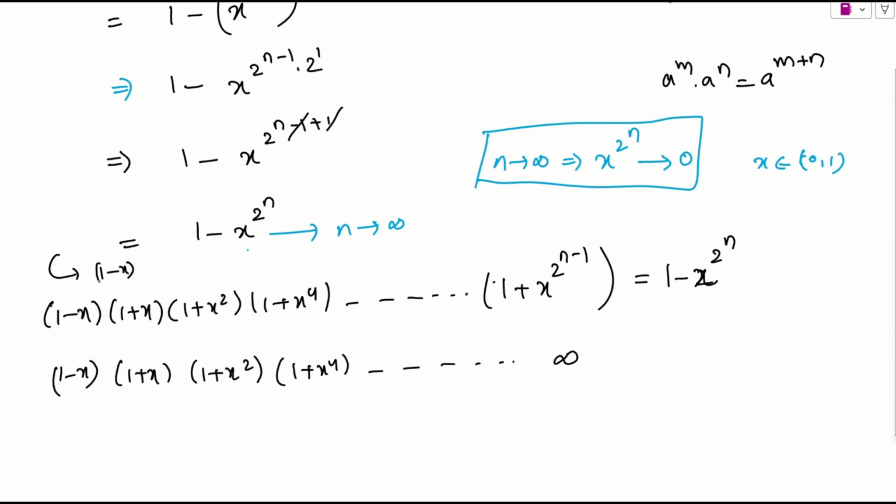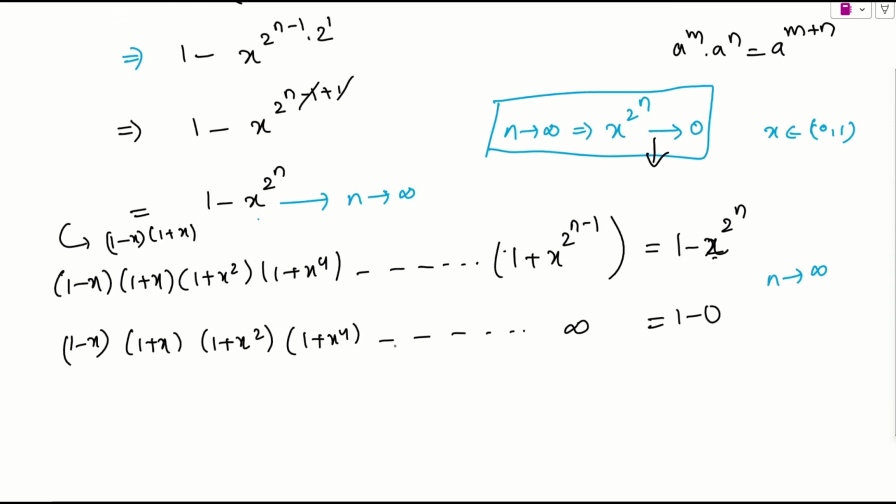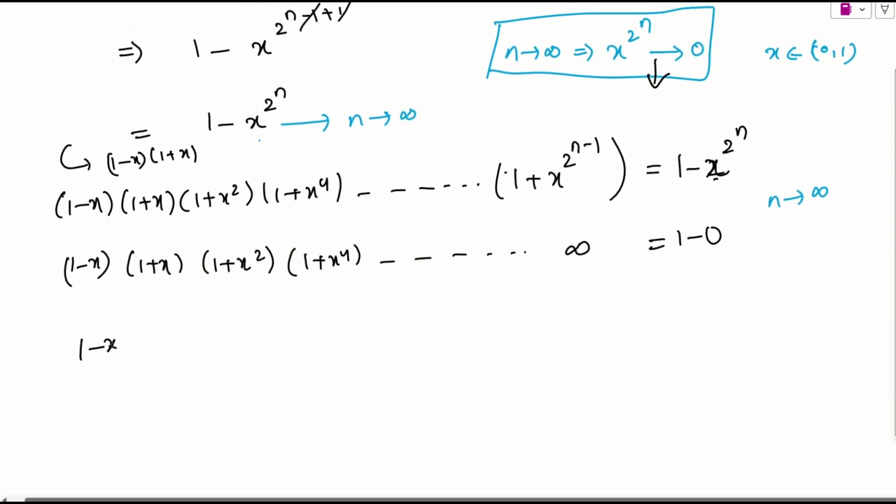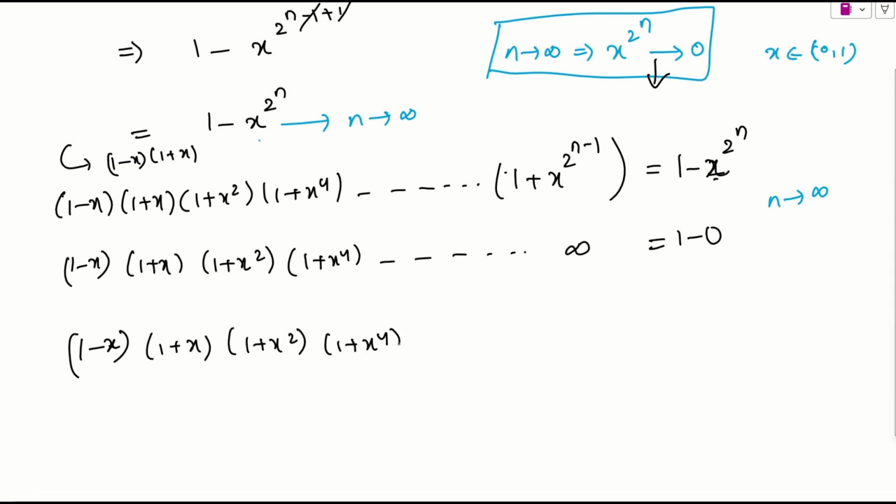If you have 1 minus x, 1 plus x, is it okay? So this will be what? This will go to, let me substitute here. This is nothing but 0, because I got this as a 0. This is 1 minus 0. Are you getting my point here? I have applied simply n tends to infinity. Nothing else. So finally I got 1 minus x times 1 plus x times 1 plus x square times 1 plus x power 4 and so on up to infinite times. I got it as a 1.